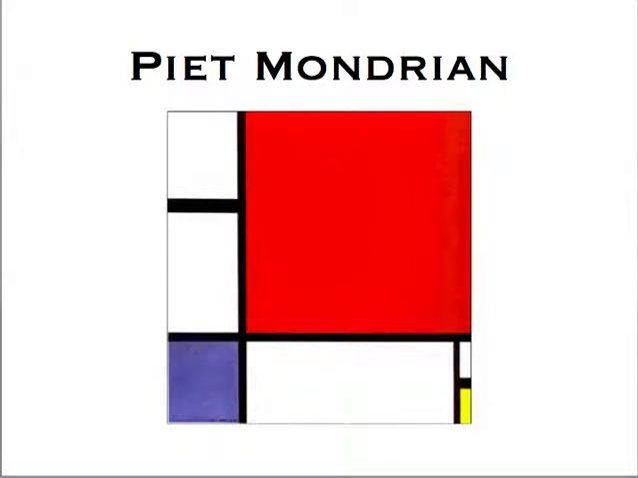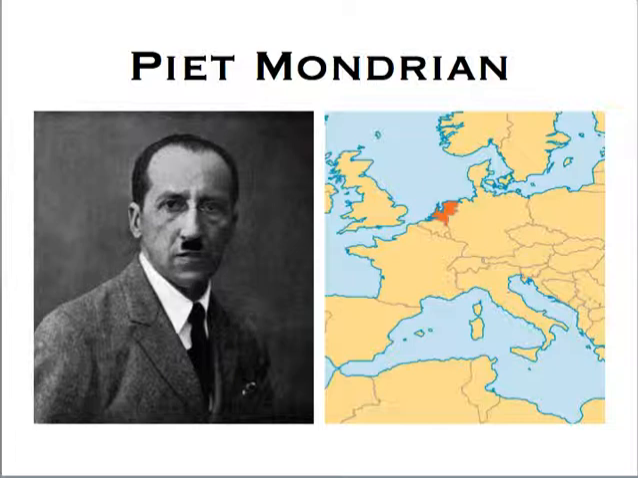The artist I chose for this project was Piet Mondrian. He was born in 1872 to a very religious family and studied art from a young age from his father and uncle. At 20, he went to school in Amsterdam at the Academy for Fine Arts.